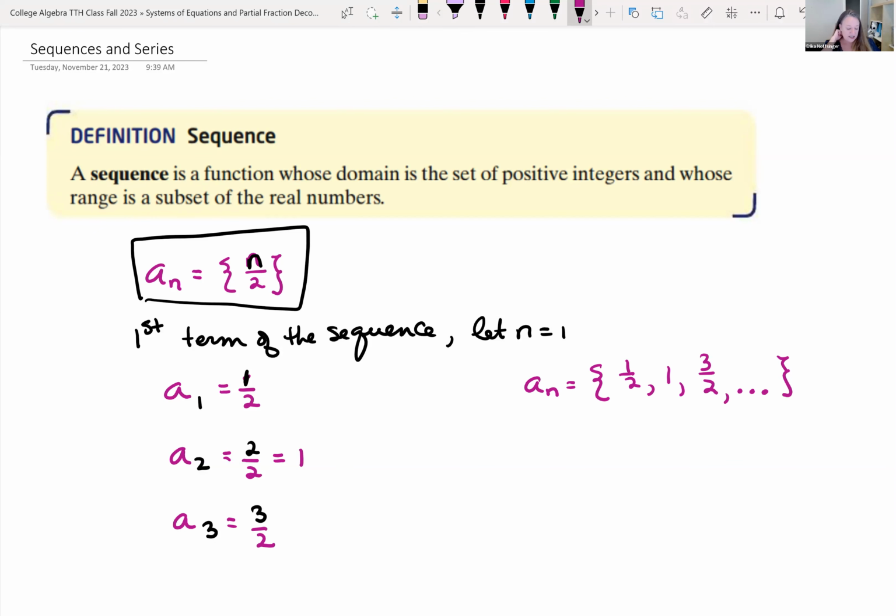We can plot these if we want. Think of these like points. When x is 1 or n is 1, I have 1/2. When n is 2, I have 1. When n is 3, I have 3/2. So I'm just going to have these points when I'm plotting a sequence. I'm not going to join the points with a line because the numbers between our integers are not going to be part of our domain. So let me pull up another example.